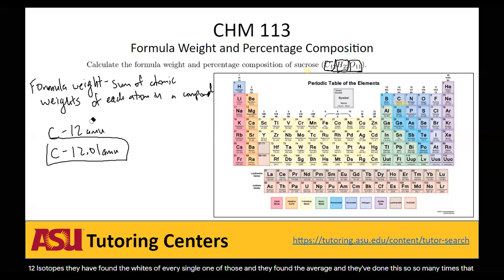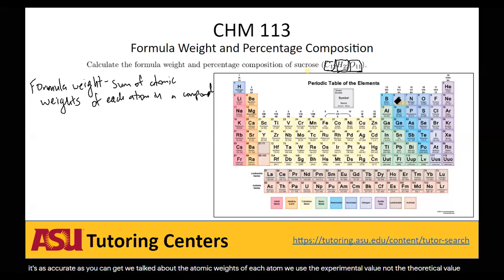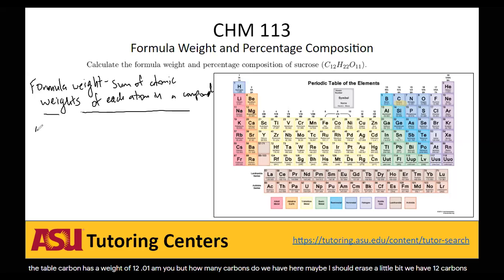value. Okay, so again, according to the table, and I'm only going to round off to 2 decimal places. I know this one has it off to 3. According to the table, carbon has a weight of 12.01 AMU. But how many carbons do we have here? We have 12 carbons here. So what I need to do is, if I'm looking at 12 carbons, I'll take 12 times the weight of each carbon. And that would give me 144.12 AMU. So that's the weight of the carbons.